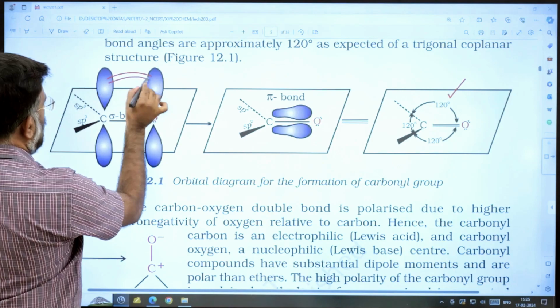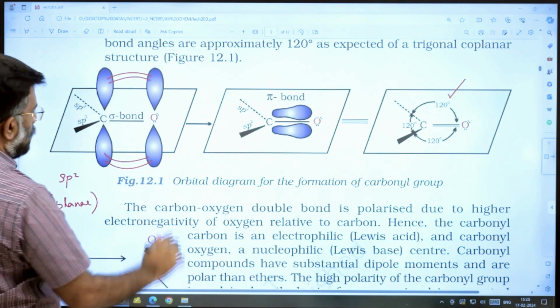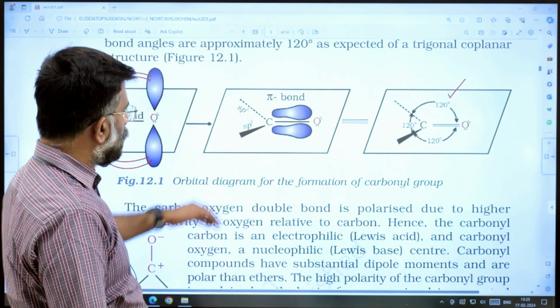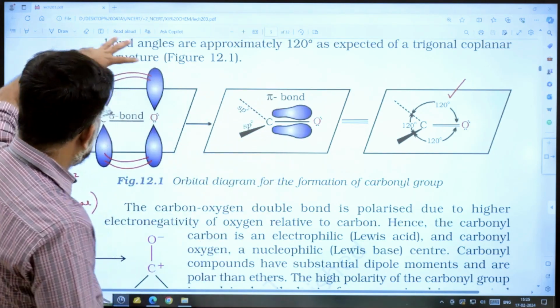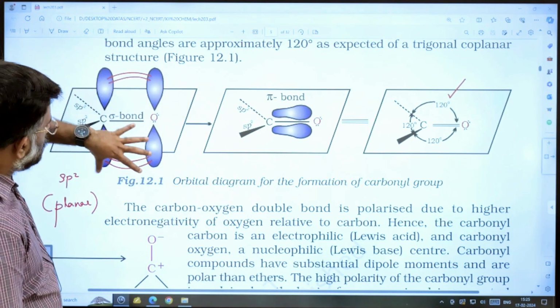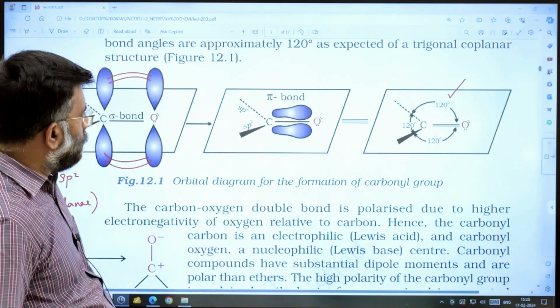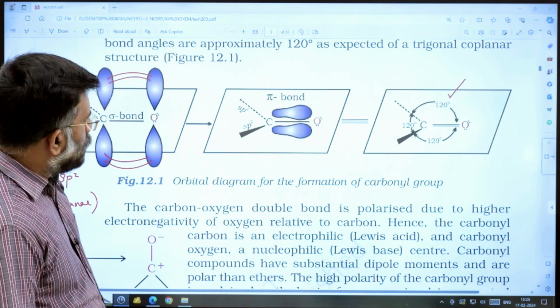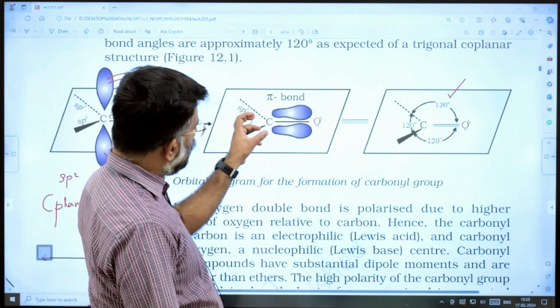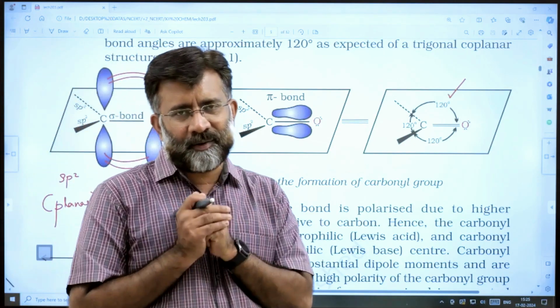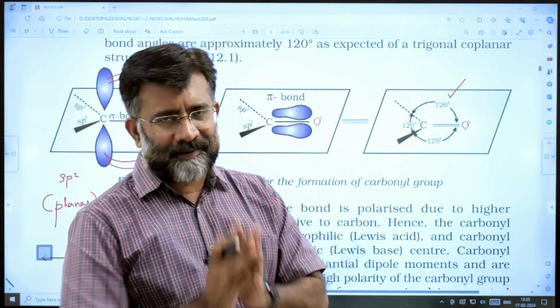It makes a lateral overlapping like this, making a pi bond. And this is the pi bond electron cloud shown above and below by the overlapping of these two lobes and these two lobes. That is one pi bond. You must try to assume why this pi electron cloud is given in that particular shape.